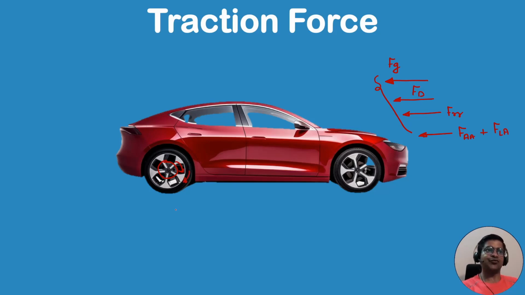And when it tries to move forward, the tire, which is in contact with the road, will push the road towards the backside. And when it pushes the road backside, the vehicle feels a force in the forward direction. This force we call the traction force. So this force is going to be equal to the summation of all these forces acting on the vehicle. So now let's calculate the amount of this traction force.